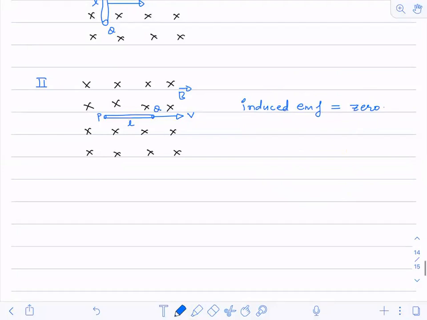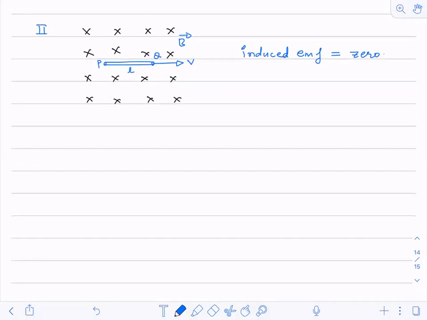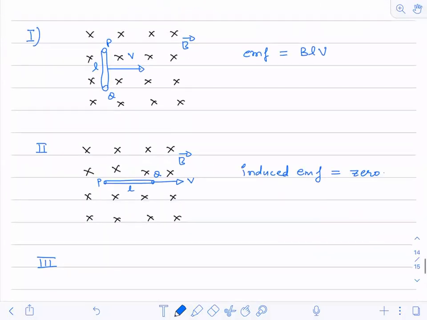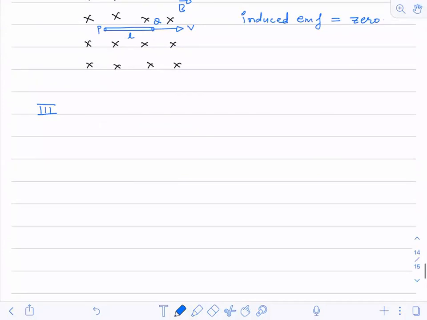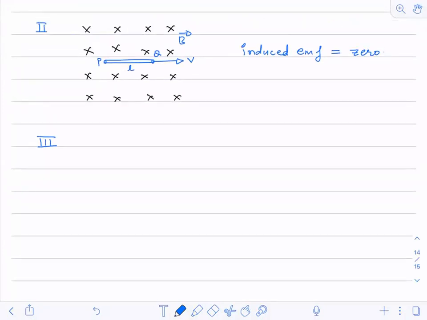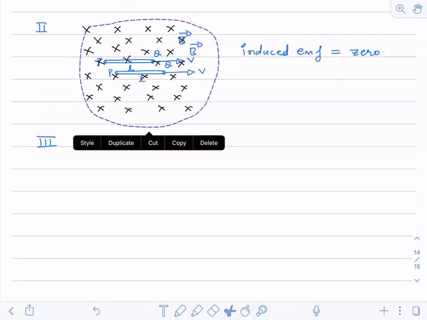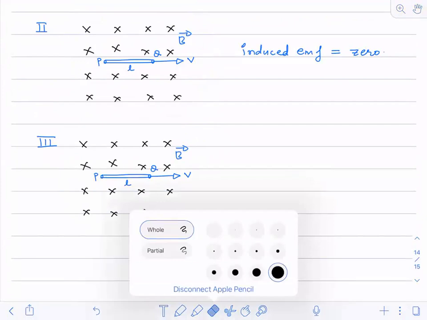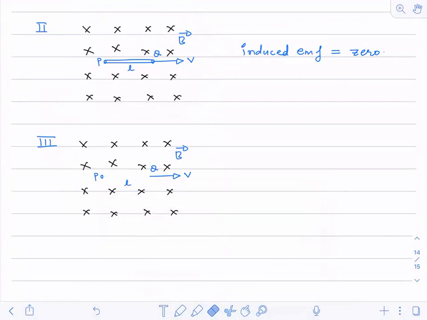Now in the third case, it is neither exactly perpendicular like case 1, nor completely horizontal like case 2. It is slightly bent. We have bent it like this.